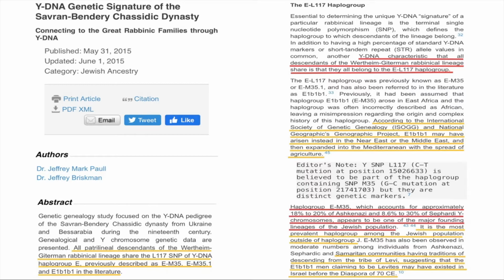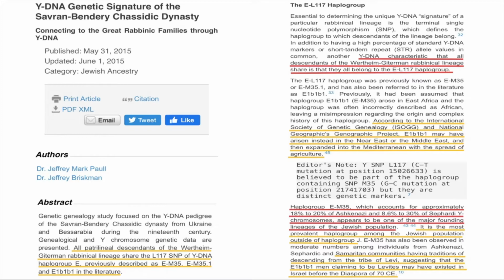E-M35, 1, and E1B1B1 in the literature. Y-DNA characteristic that all descendants of the Garithman rabbinical lineage share is that they all belong to the E-L117 haplogroup. And this, by the way, is talking about a very famous, prominent rabbinic family with haplogroup E.